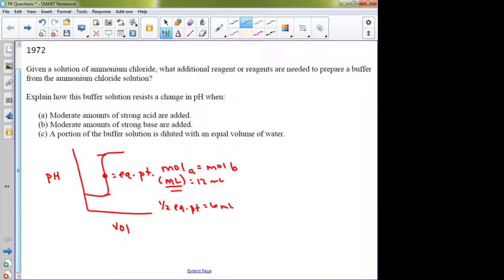Does that make sense? Okay, so if this is where I added 12, I would say, okay, here's 12. Where was I when I added 6? You just go straight, and then I would find where I added 6. So that would be my half equivalence point. Find my pH, and then that's where I know that pH is equal to pKa. So it's not like in the spike.